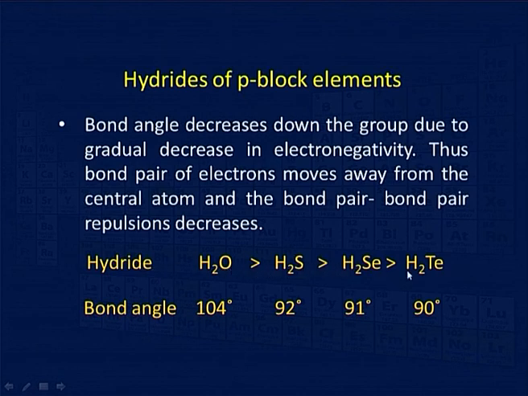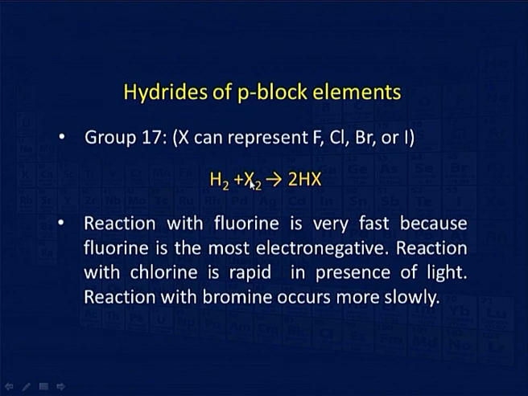Group 17 is composed of the halogens, and this is the formation of the hydride of the halogen. X, the representation for the halogen, can be replaced equally by fluorine, chlorine, bromine or iodine to prepare 2HF or HCl, HBr or HI. Reaction with fluorine is very fast because fluorine is the most electronegative element, having the largest electronegativity value. The reaction with chlorine is rapid in the presence of light. The reaction with bromine occurs more slowly as compared to fluorine and chlorine.